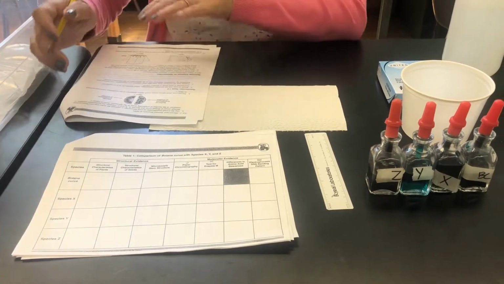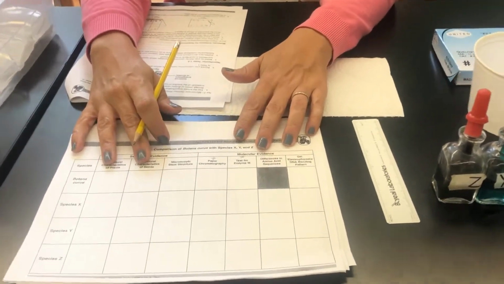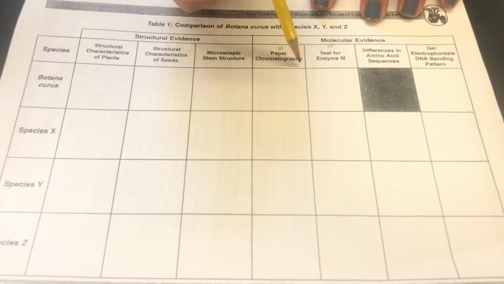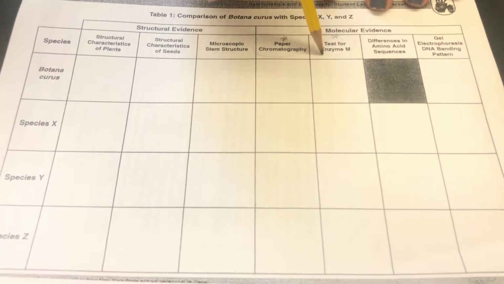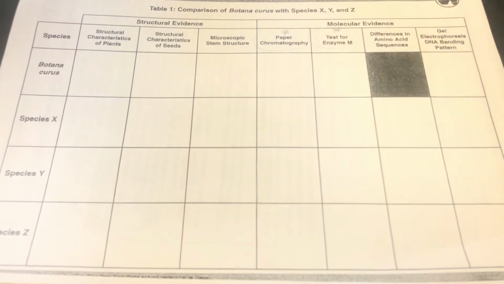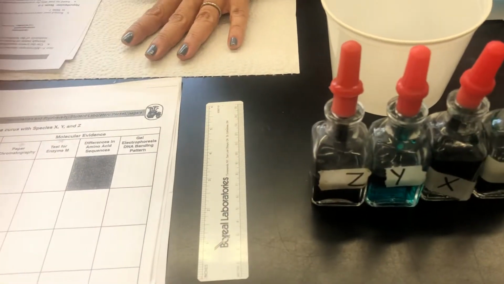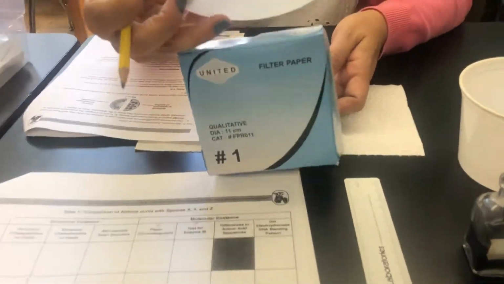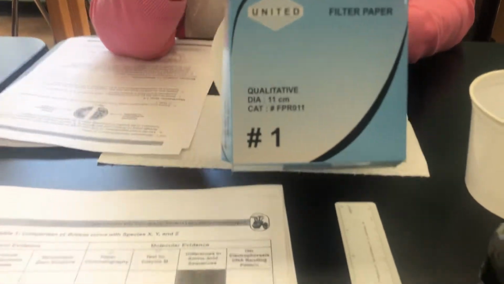So to begin with, you need your table 8. We're going to be working with paper chromatography and the test for enzyme M. You also need a ruler, your plant extract, B, C, X, Y, and Z, a container and water, as well as your chromatography paper, which is inside your box. It's the filter paper.